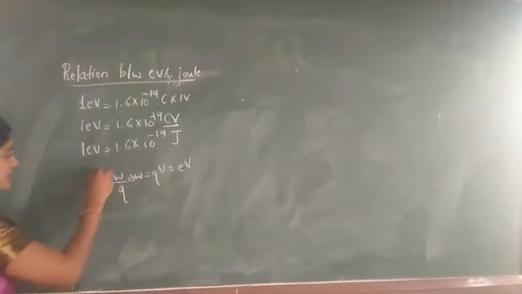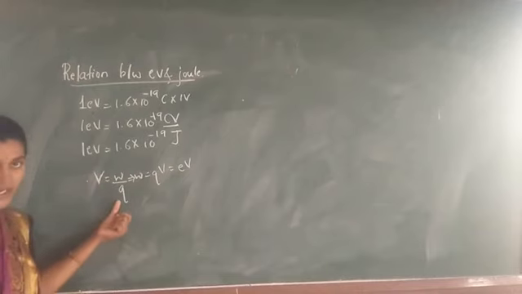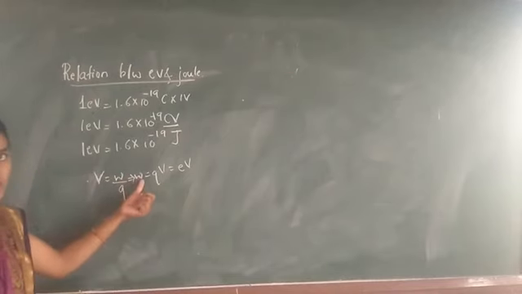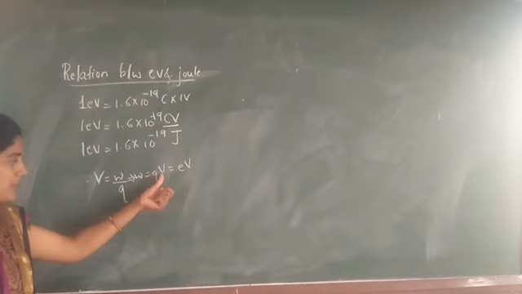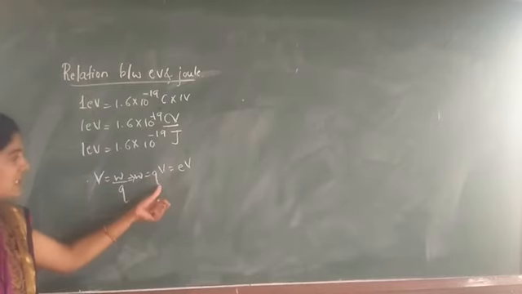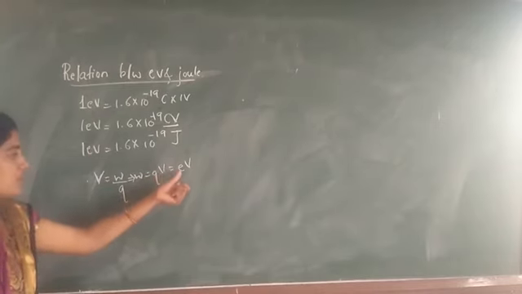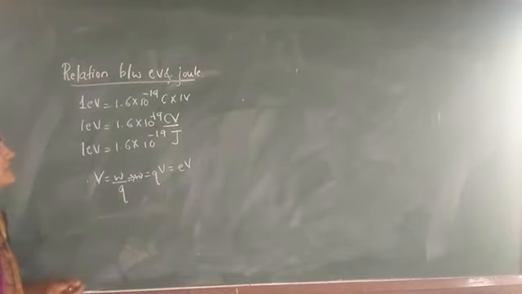Therefore, we can write V is equal to W by Q, or W is equal to Q into V. Q means the charge, V means volt. Therefore, in SI we get electron volt. This is the relation between the electron volt and the joule.